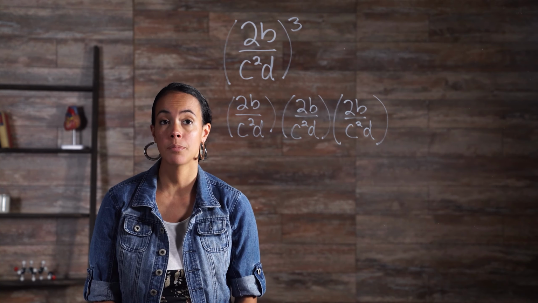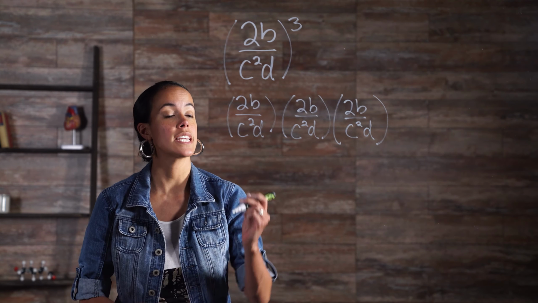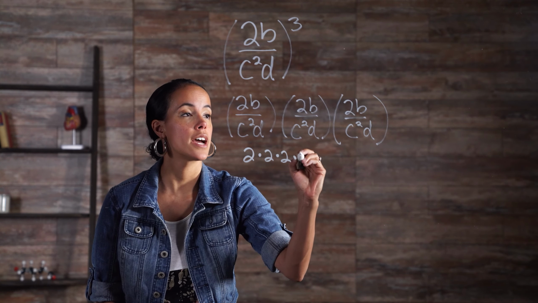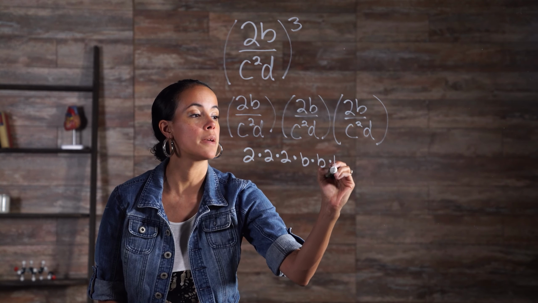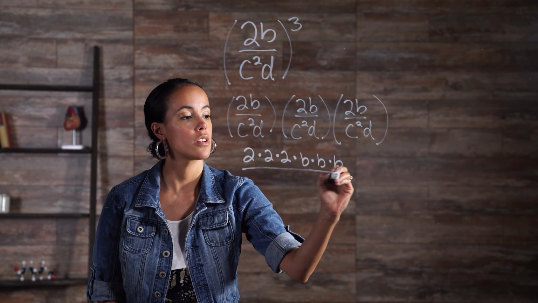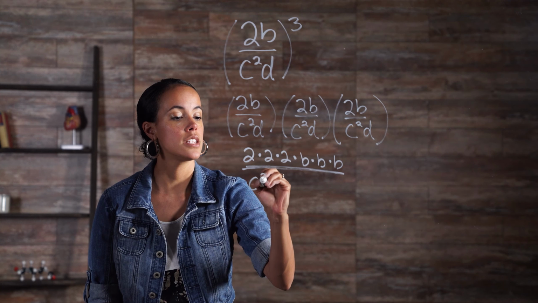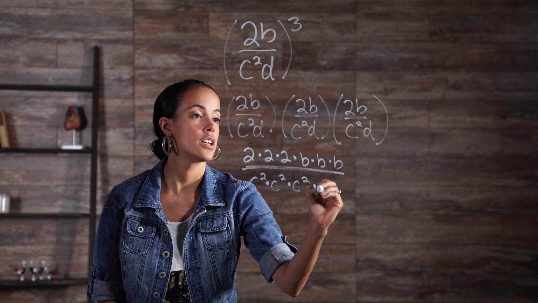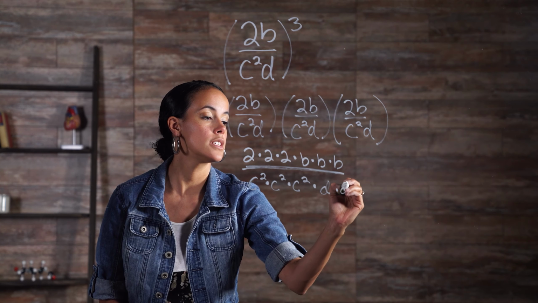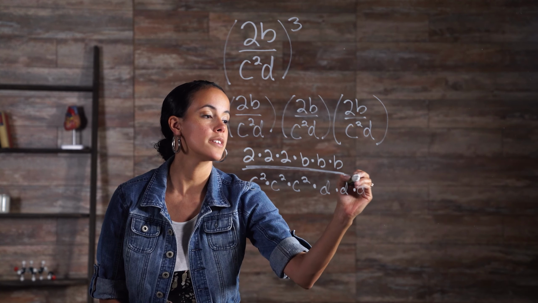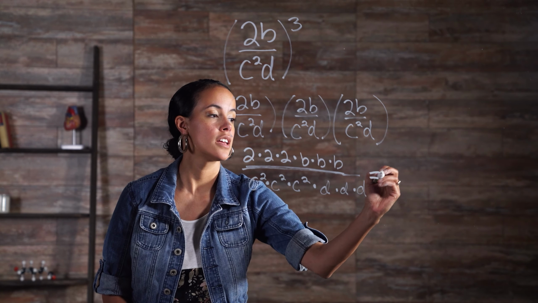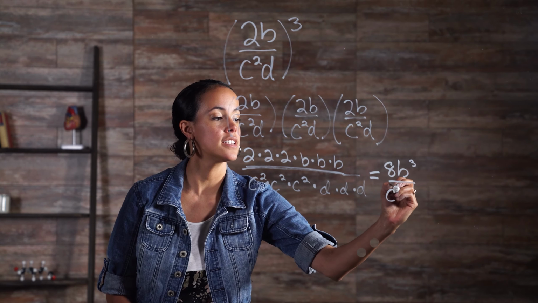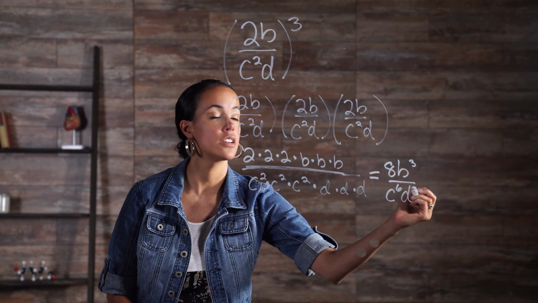Rearranging factors and applying the product of powers property results in 2 times 2 times 2 times b times b times b all over c squared times c squared times c squared times d times d times d. This equals 8b cubed over c to the 6th power times d cubed.